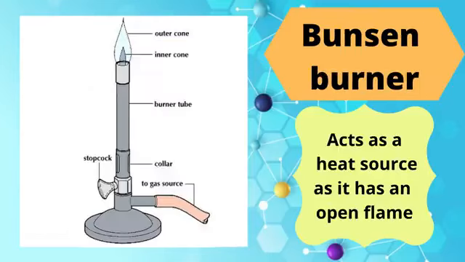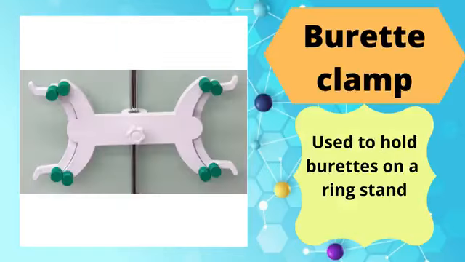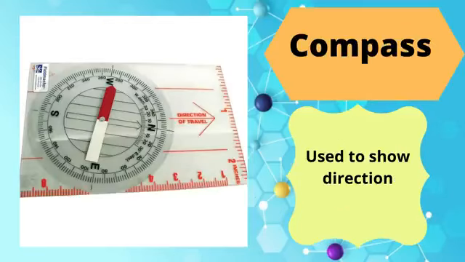Bunsen burner acts as a heat source as it has an open flame. Burette, used in titrations to measure precisely how much liquid has been delivered. Burette clamp, used to hold burettes on a ring stand. Compass, used to show direction.